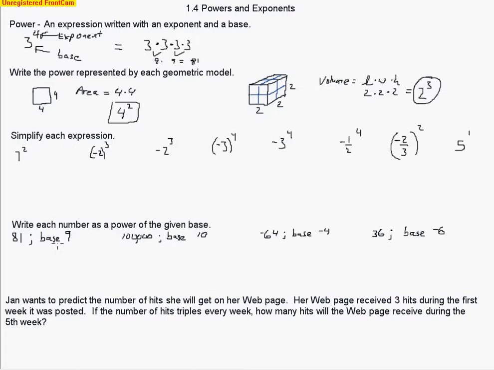Well, taking a look at this next set of directions, it says to simplify each expression. When we're simplifying, we want to come up with an answer. So for instance, 7^2 represents 7 times 7, which is 49. That's what we're looking for there. Here, this is (-2)^3. Now, it's -2 multiplied by -2 multiplied by another -2 because the -2 is inside these parentheses.